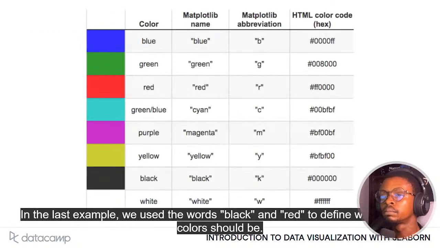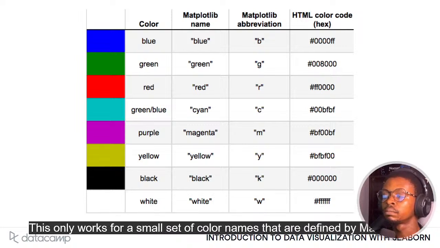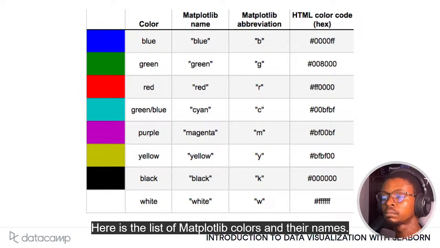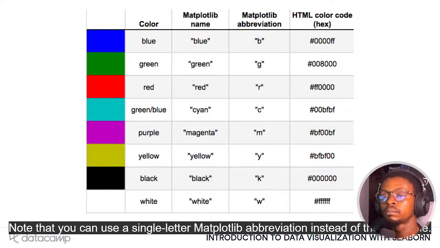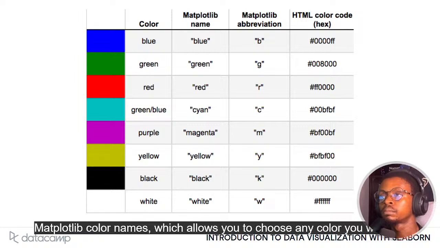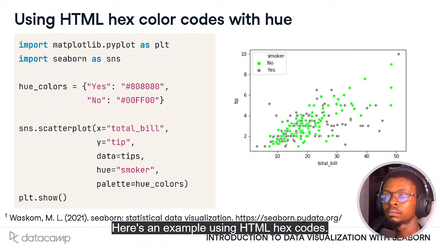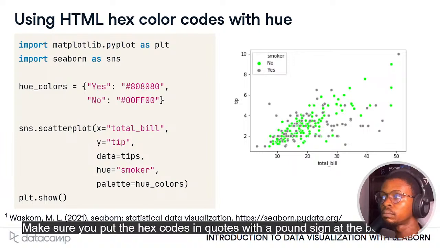In the last example, we use the words black and red to define what the hue colors should be. This only works for a small set of color names that are defined by matplotlib. Here is the list of matplotlib colors and their names. Note that you can use a single letter matplotlib abbreviation instead of the full name. You can also use an HTML color hex code instead of the matplotlib color names, which allows you to choose any color you want to. Here's an example using HTML hex codes. Make sure you put the hex codes in quotes with a # at the beginning.